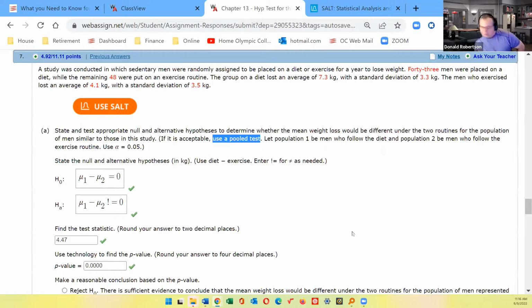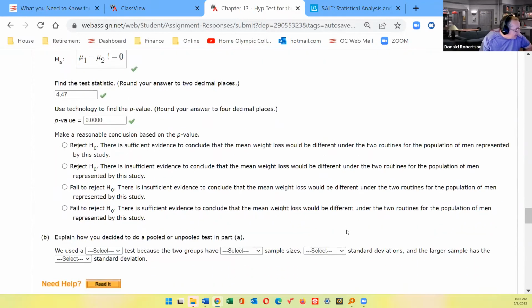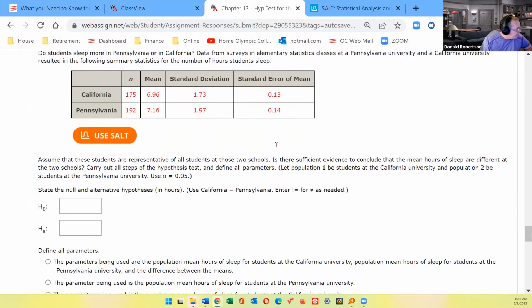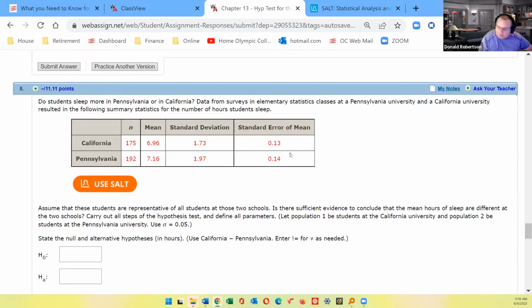Right. Well, that was secure. Now, would you agree that that p-value is definitely less than 0.05? So that means that we're going to reject H naught, okay? And that means that there is sufficient evidence to claim that mean weight loss would be different under the two routines. And then you fill in the missing sentence. Are we comfortable about that one?